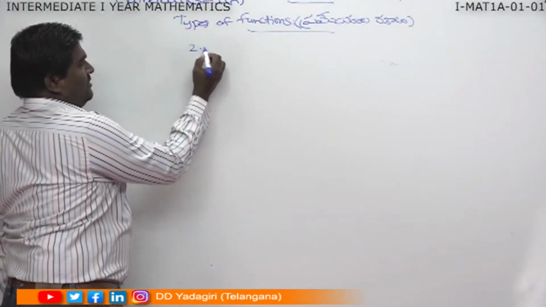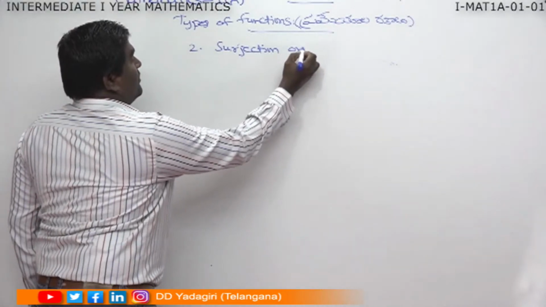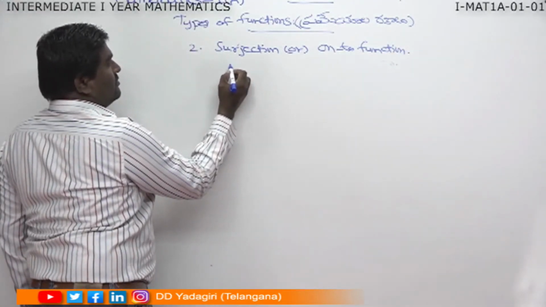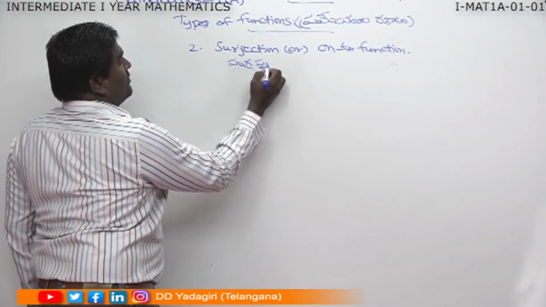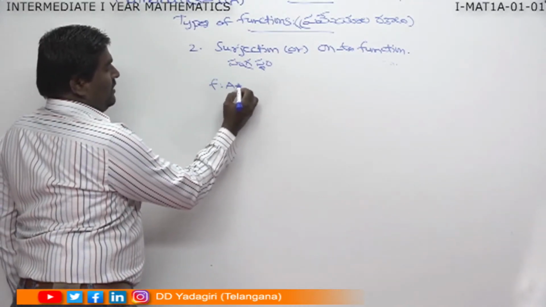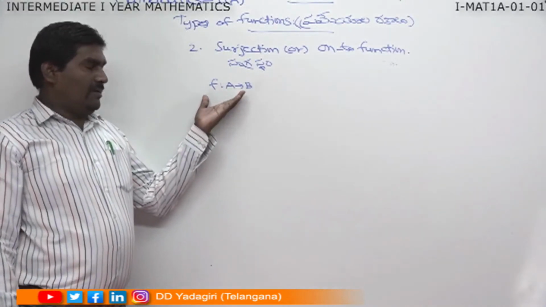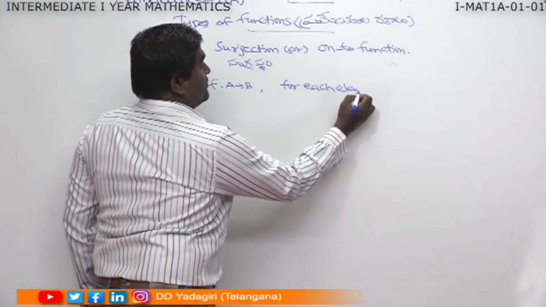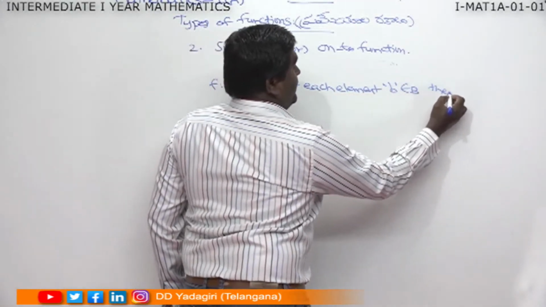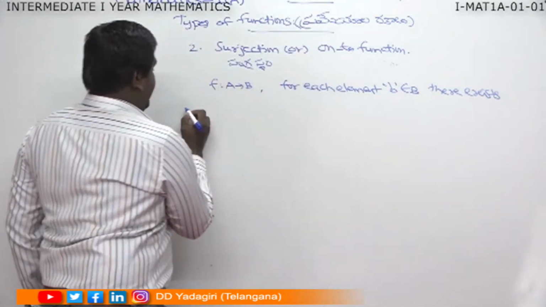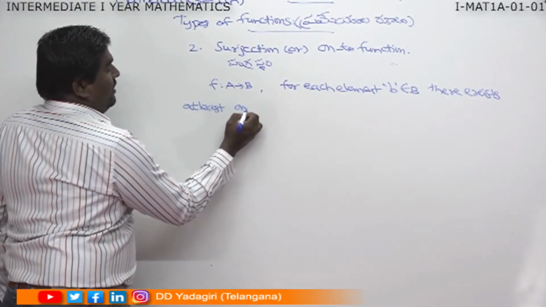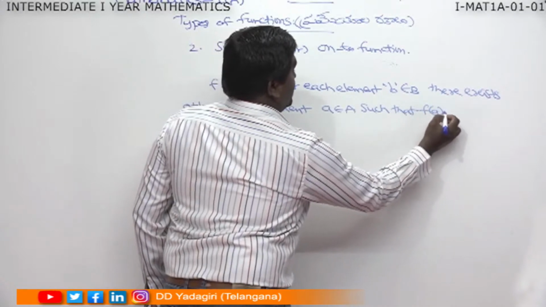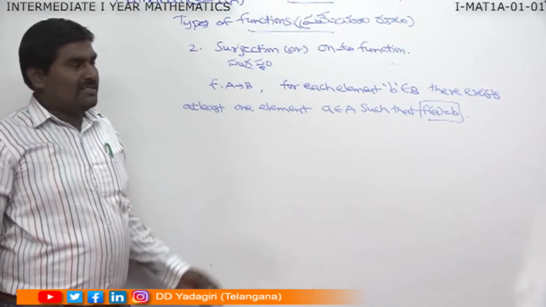The second type of function is surjection, or onto function. f maps A to B is a function from A to B. For each element b belongs to B, there exists at least one element a belongs to A such that f of a is equal to b. Then the function f is called surjection.